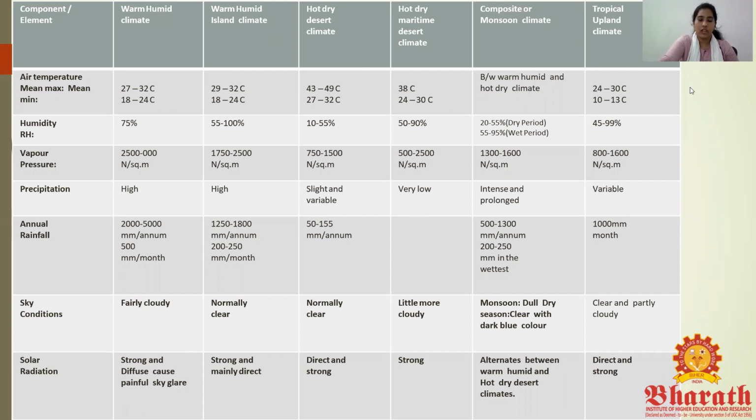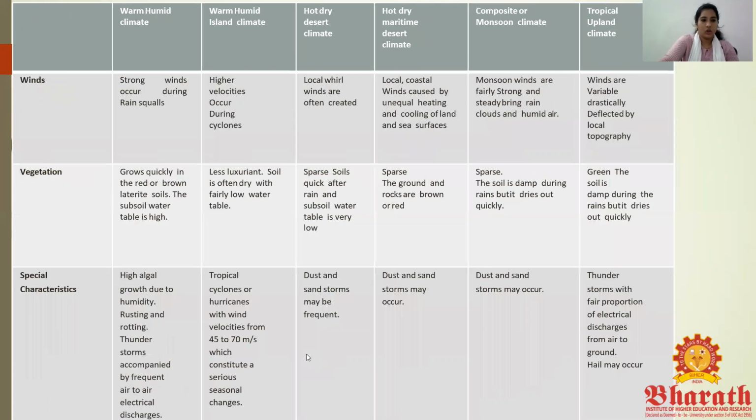Whereas for the other areas, it is a defined climate. The precipitation is very high in warm and humid areas, very low in deserts, and in the tropical climate it is very variable. Looking also at your winds, your vegetation, and your special characteristics.